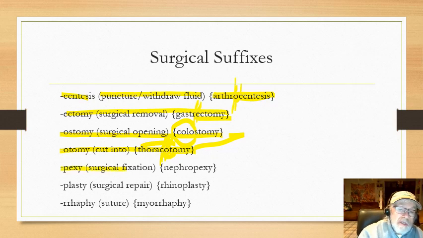Pexy, nephropexy. Nephr means kidney. Pexy, here's the combining vowel, the O right there. Pexy means a surgical fixation. In other words, they try to tie the kidney up to where it's supposed to be.